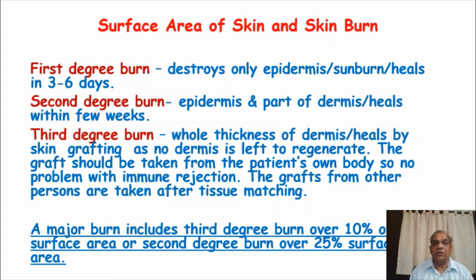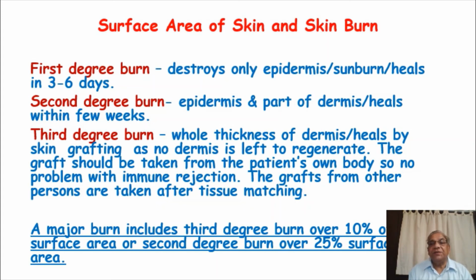Of its own it never heals, probably, if a considerable surface area is burnt in third degree. Now this can only heal with the help of skin grafting. What is skin grafting? Here the healthy skin tissue, including epidermis and part of the dermis, is taken from the body, and it is grafted onto the site where the skin is totally burned, or where there is a third degree burn.